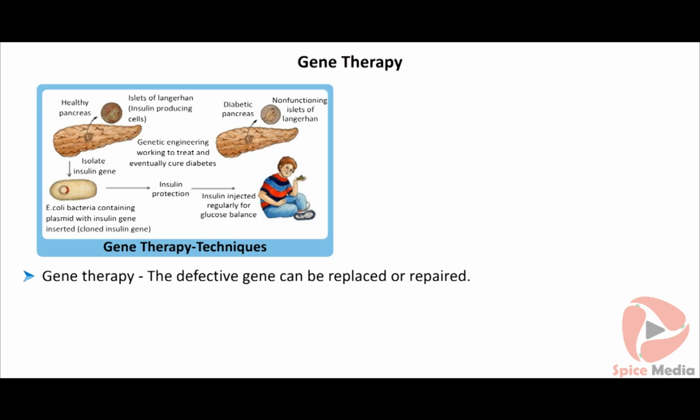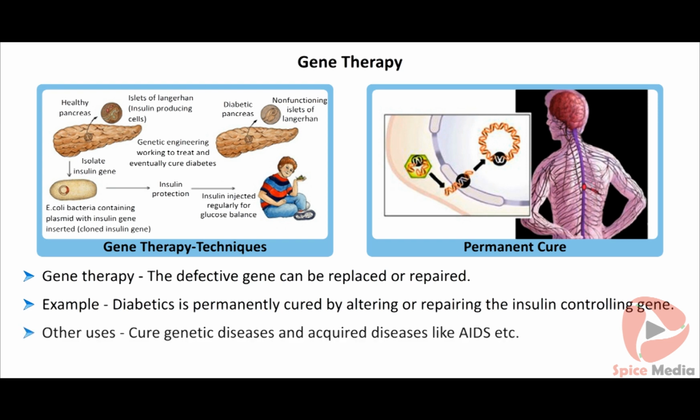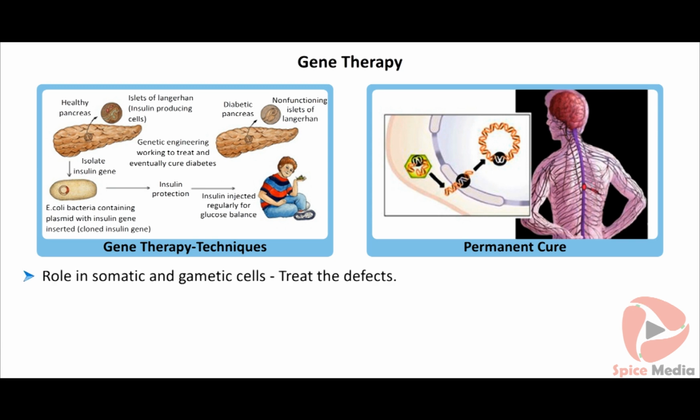Using the principles of biotechnology or genetic engineering, a defective gene can be replaced or repaired. For example, the disease diabetes, caused by the degeneration of beta cells in the pancreas, can be rectified by altering the insulin-controlling gene. Gene therapy is the bright way to cure genetic diseases and incurable acquired diseases like AIDS, etc. It can also be used to treat defects in somatic cells and gametic cells.